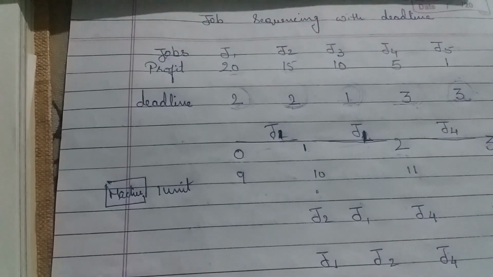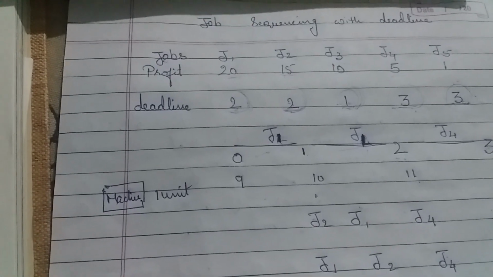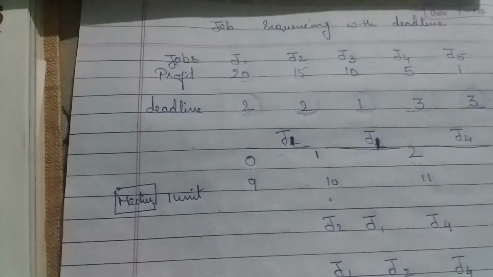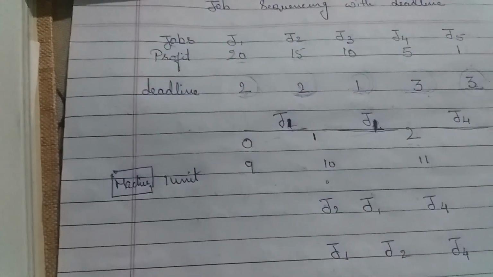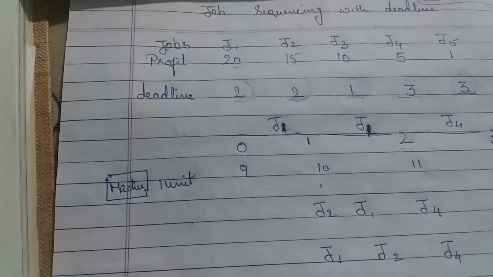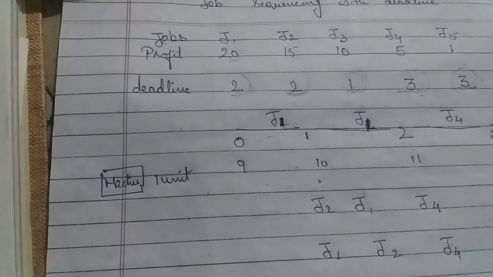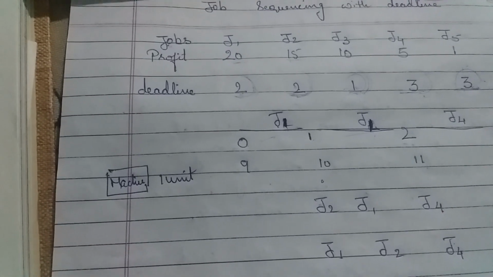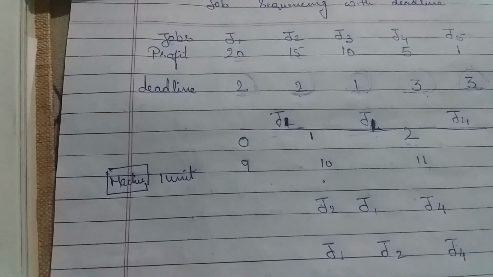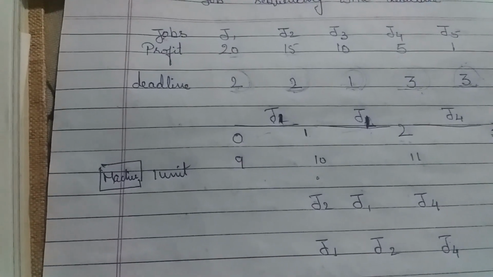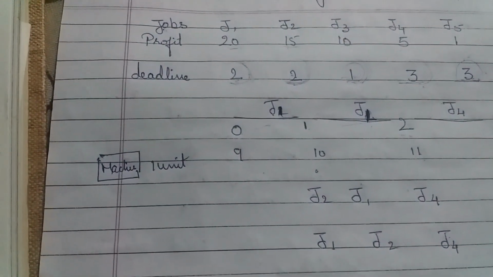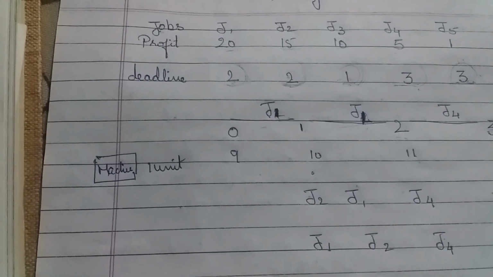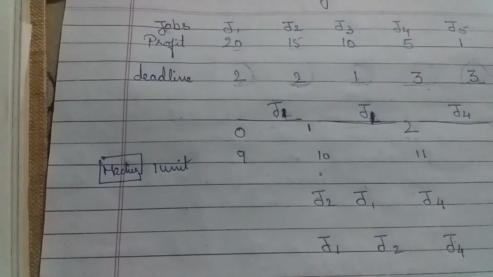Good morning. In today's class, we will learn job sequencing with deadline. This problem we will solve using greedy method. Consider, for example, there are 5 jobs or tasks, and associated with each job or task there is some profit. But that job has to be completed within the deadline.